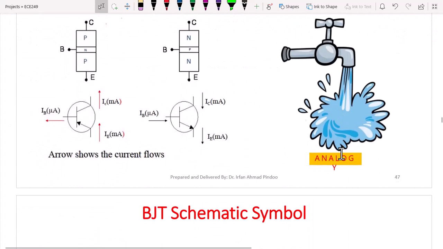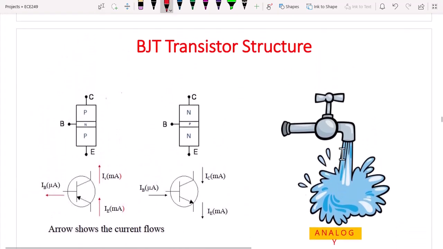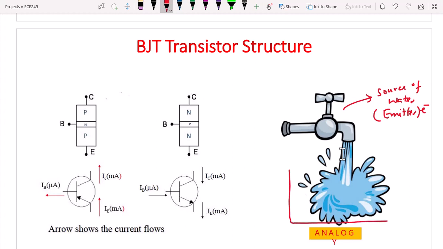To understand this in a better way, we have an analogy of water. This tap is suppose a source of water. So this tap is nothing but an emitter, which is the source of electrons. Then suppose we have to collect all the water, so we will be using some bucket, right? That bucket is nothing but the collector. Like the role of the bucket is to collect all the water, the role of the collector is to collect all the electrons. Now the third important thing is the base.